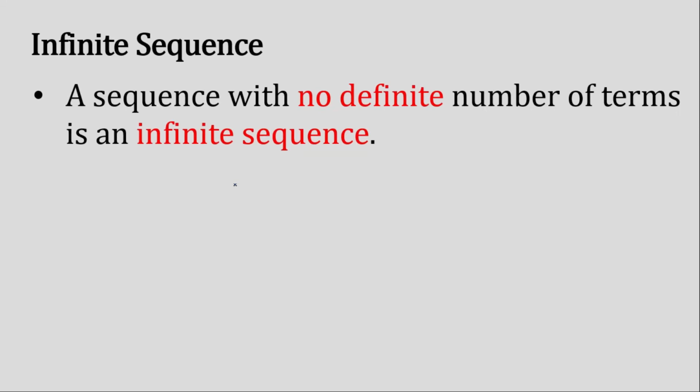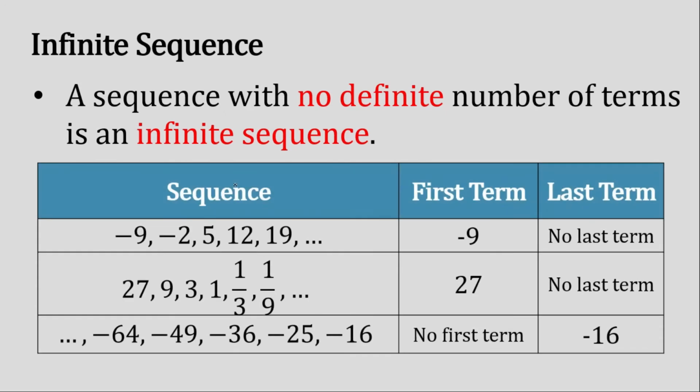Infinite sequence. A sequence with no definite number of terms is an infinite sequence, meaning we cannot count the number of terms in this sequence. Let's consider the following sequence: negative 9, negative 2, 5, 12, 19, and so on. We can say that this sequence has a first term of negative 9, but we cannot determine its last term.